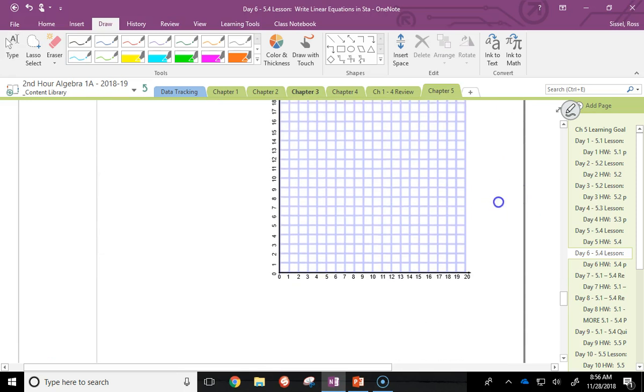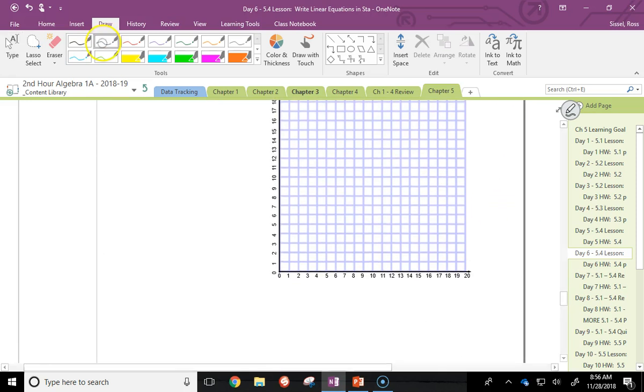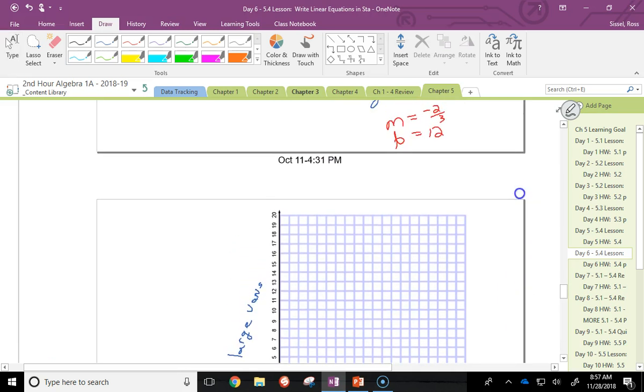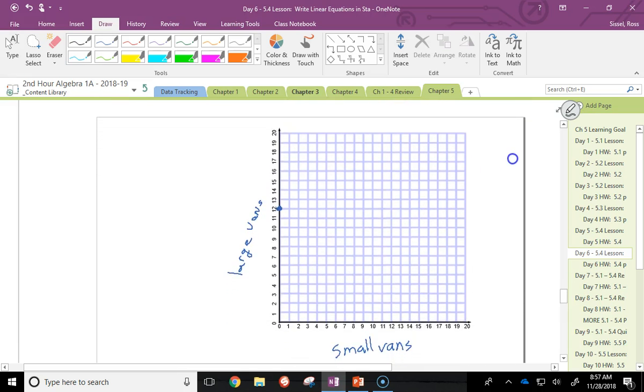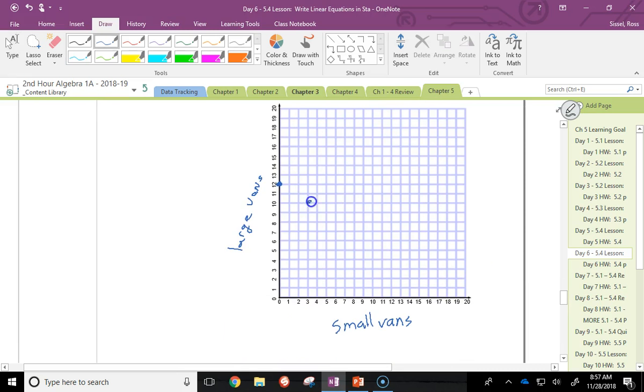I go to this graph. Make sure I label my coordinates. This x-axis is small vans. Y is large vans. And now we can graph this. My y-intercept was 12. My slope is negative 2/3. So go down 2 and over 3. Go down 2 and over 3. Down 2 over 3. And I can make a straight line now.